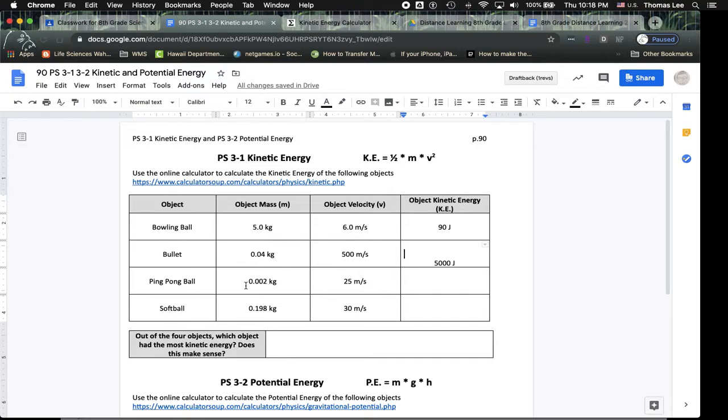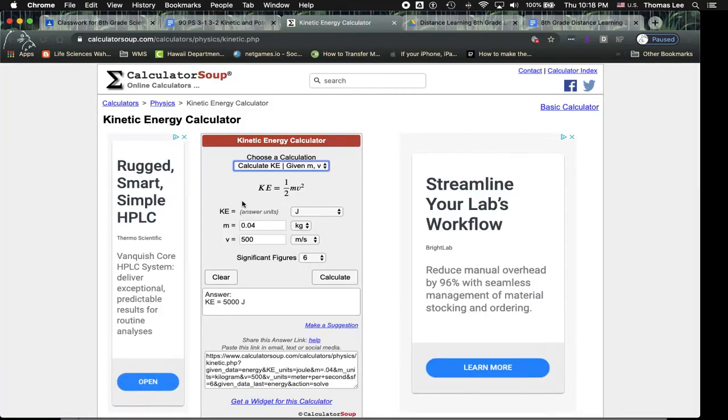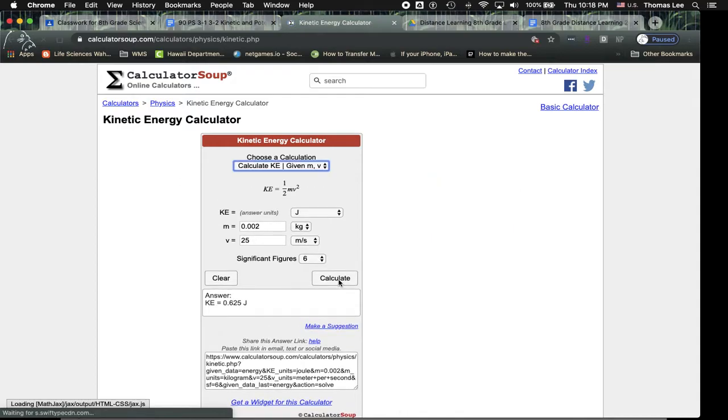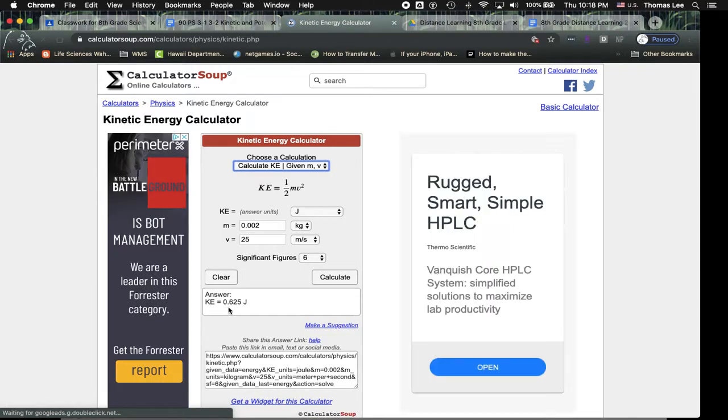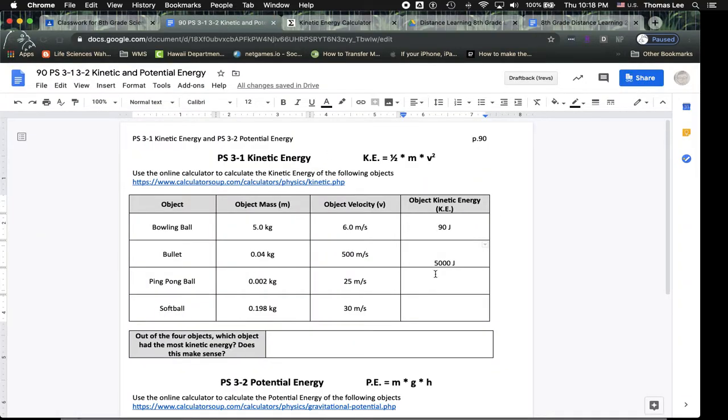We'll do one more here. We have a ping pong ball, which is really light, 0.002 kilograms, and kind of fast, 25 meters per second. So let's put that in. Yikes, it doesn't have very much energy at all, 0.625 joules.